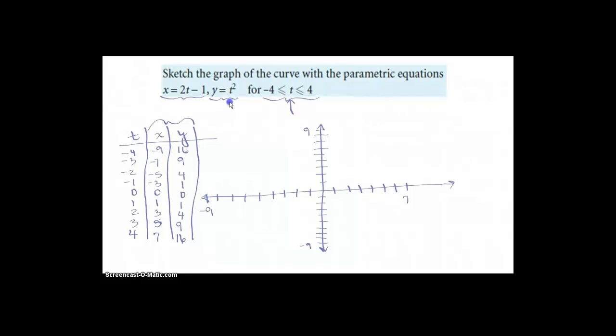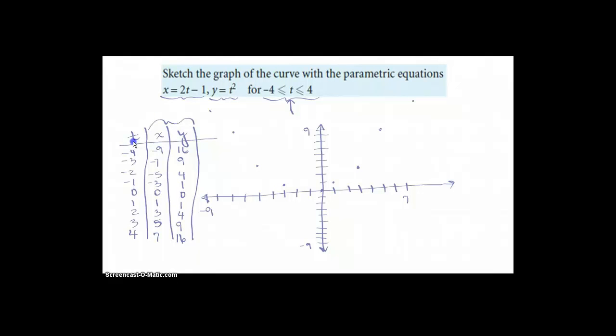So -9, 16, that point's going to be up here somewhere. -7, 9, there's that point. -5, 4 is right around in there. -3, 1, and 0, 0, and we have 1, 1, and we have 3, 4, and we have 5, 9, and then we have 7, 16, which would be up here.